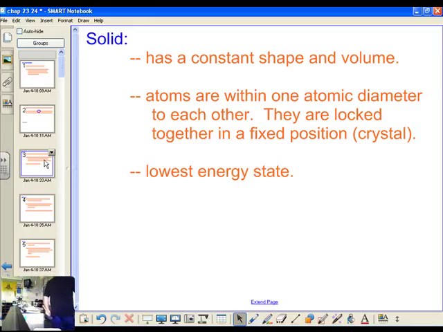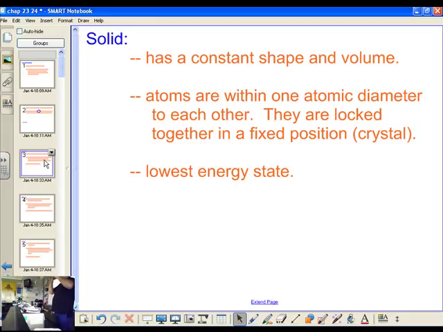Now, the atoms within a solid are within 1 atomic diameter of each other. This is how close they get, 1 atomic diameter. And they're locked together. Remember our conduction chain? You guys are in a certain order, right? They're locked together because they're in that crystal.